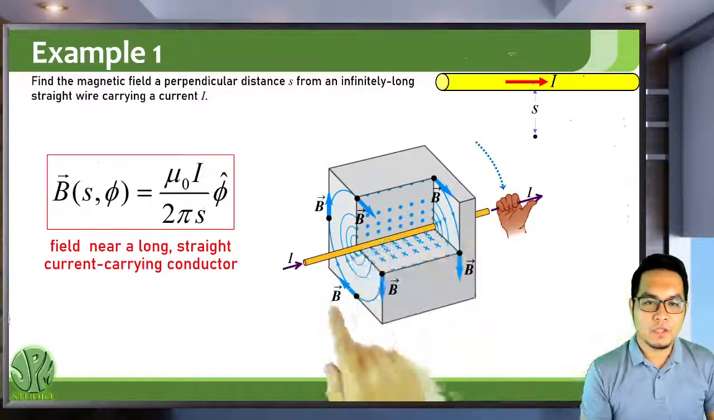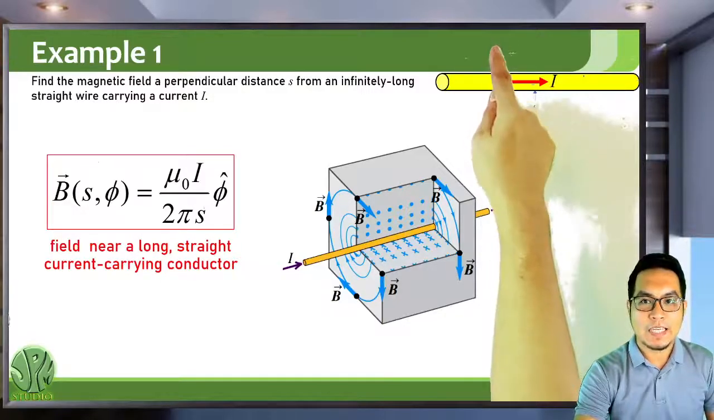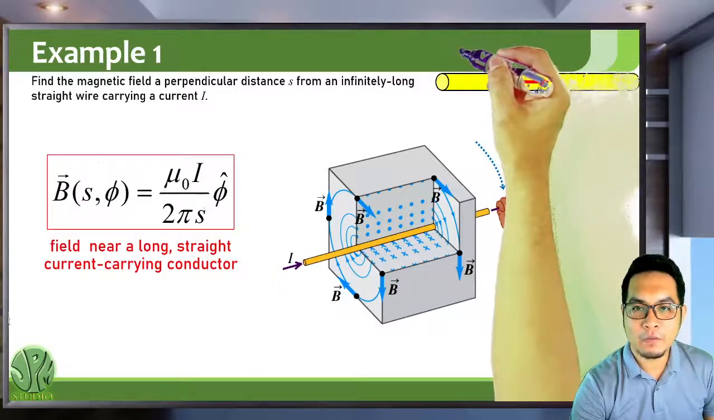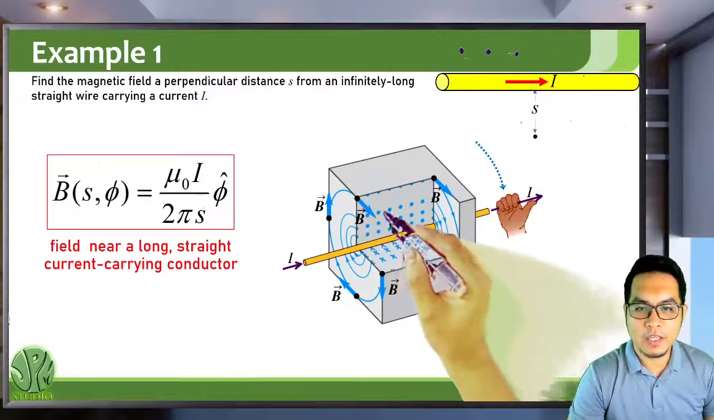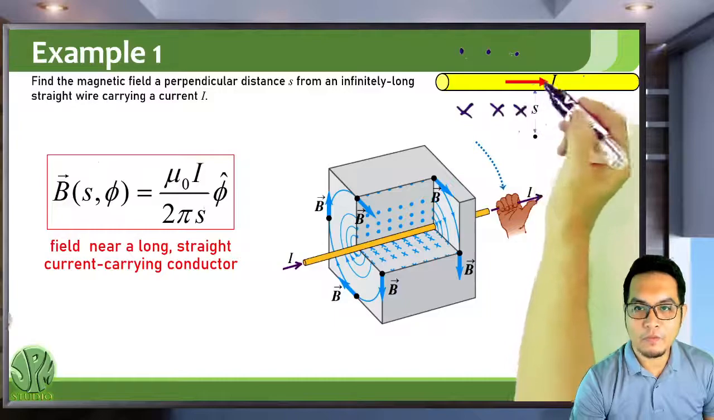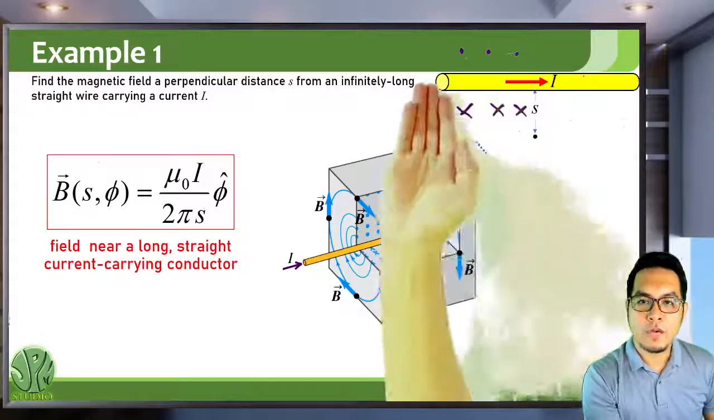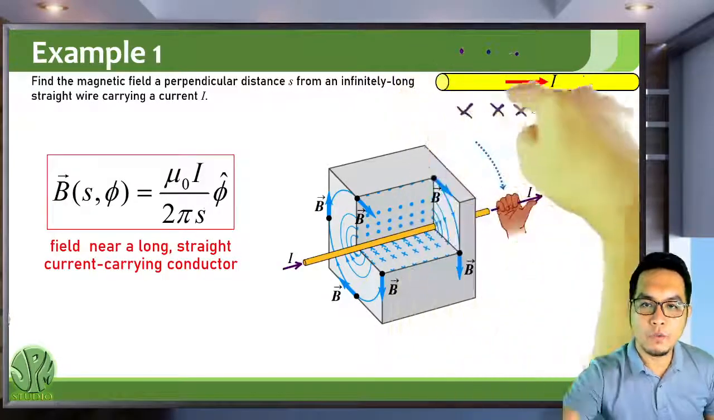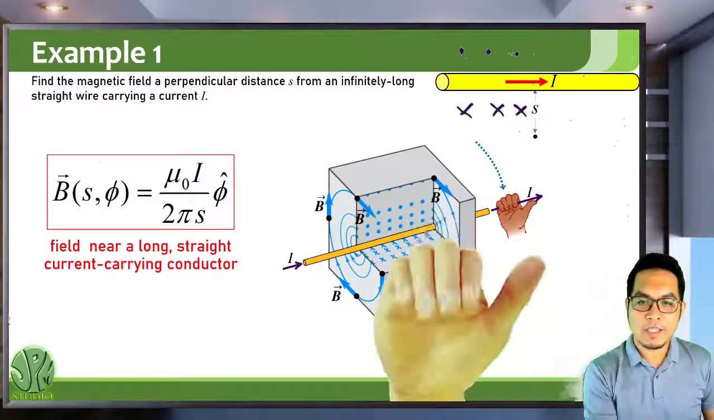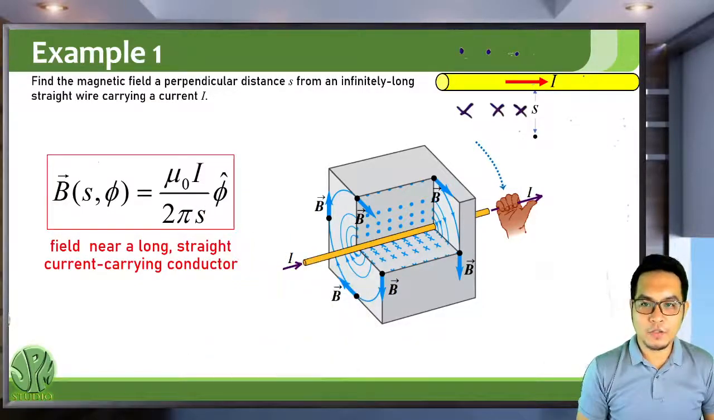So you will notice that at the top of the wire, the magnetic field is pointing out of the page. So the symbol is a dot. But below the wire, the magnetic field is into the page. It will curl around, so it goes out and goes inside here. So the curling direction is the phi direction, the phi hat direction. Okay.